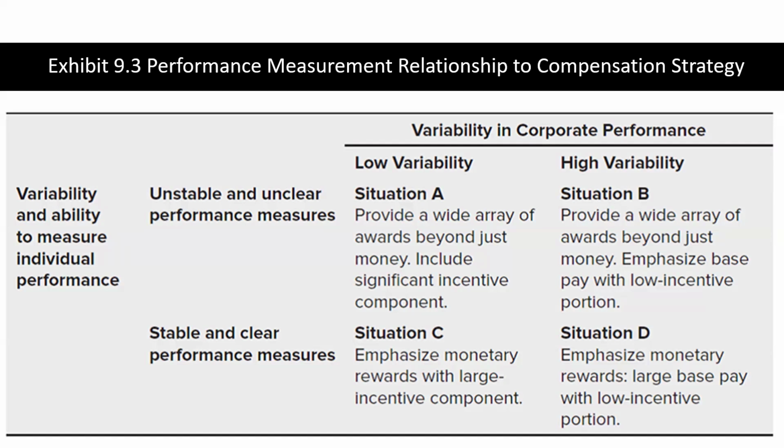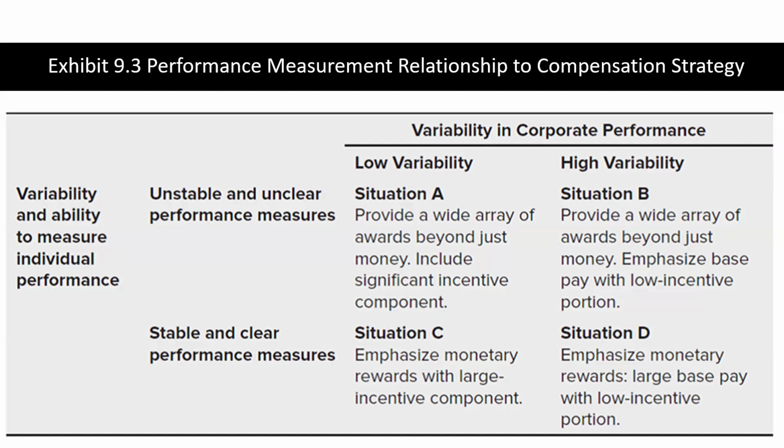The high variability could be partially the way that your employees are performing, but it's often due to factors outside of the organization, such as economic factors. In situation C, we have a stable corporate performance, but we also have stable and clear performance measures, which means individual performance is really easy to measure.